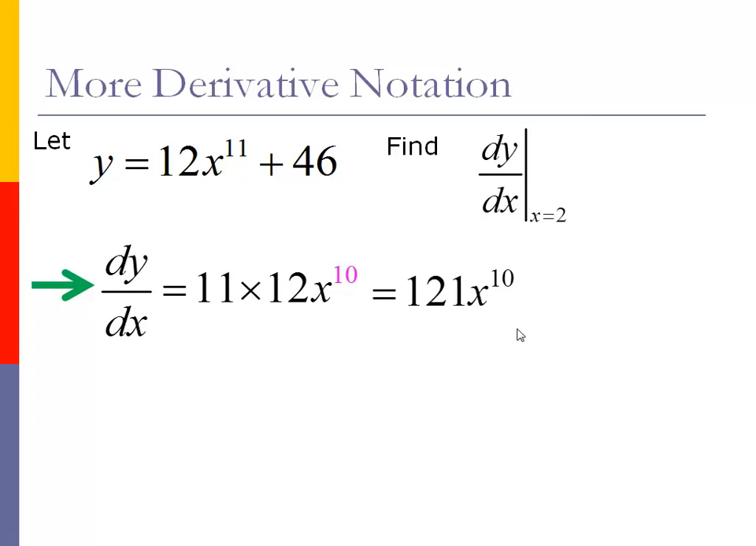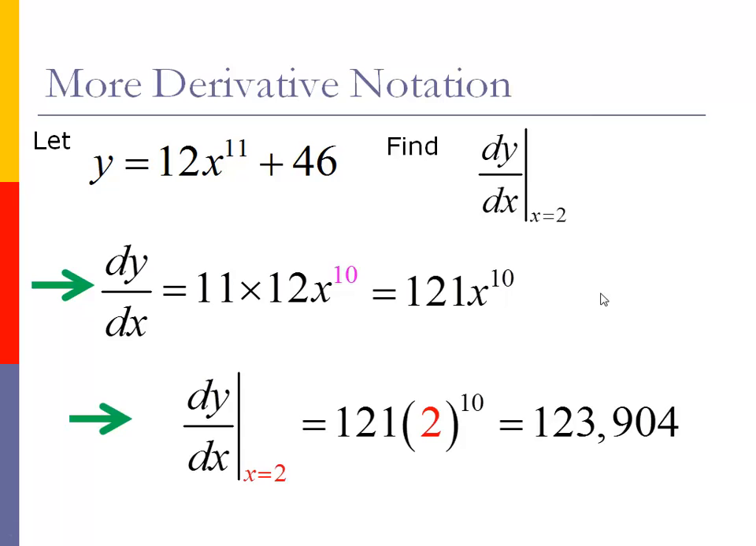Our next step, I just did a little cleaning up here, 11 times 12. And then our next step would be to plug in the 2. So wherever we see an x in that expression, we plug in 2. We go 2 to the 10th times 132, and we're getting our answer of 123,904. So basically, this notation is telling us take the derivative, then plug in 2.